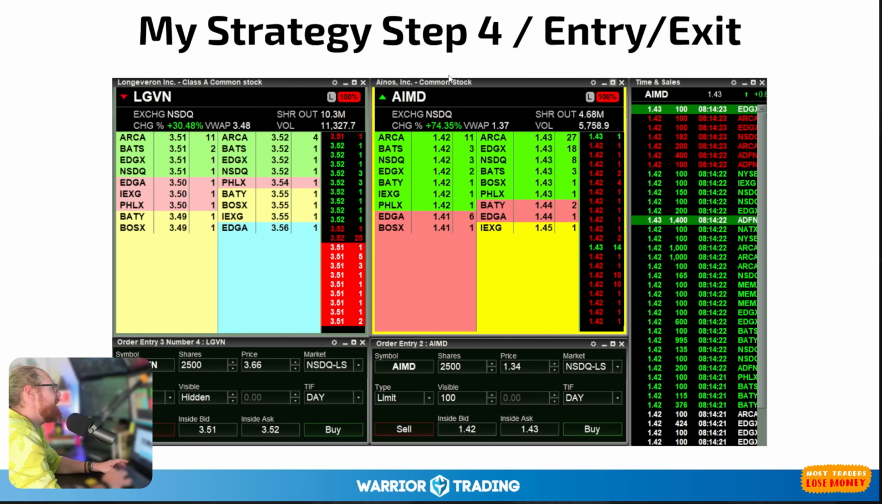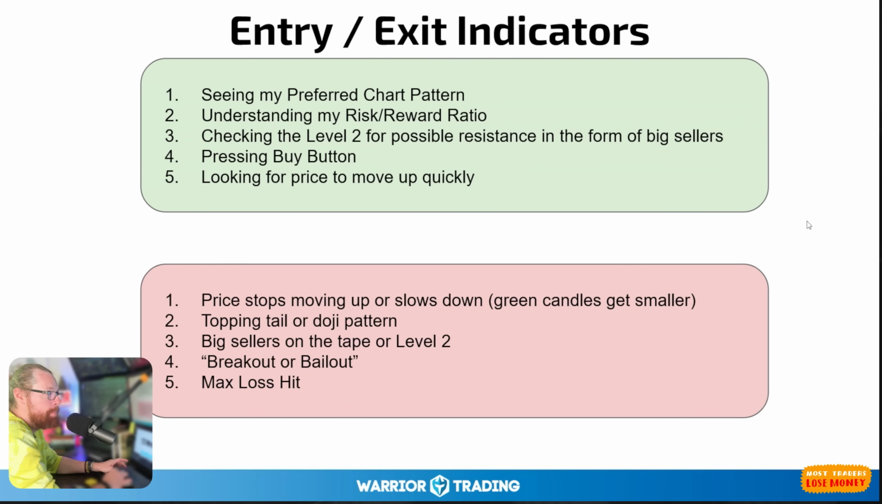So my strategy for entry and exit requires reading the tape, using the level 2 to your advantage, to see where those big buyers and sellers are, to watch the level 2, to watch the tape, and to try to predict where we're going to get these moves. Now, I want to share with you my entry and exit indicators. So for an entry indicator, I like to see my preferred chart pattern, which is going to be one of the patterns I just showed you, the micro pullback, the first pullback, or an entry under a $0.50 or whole dollar.